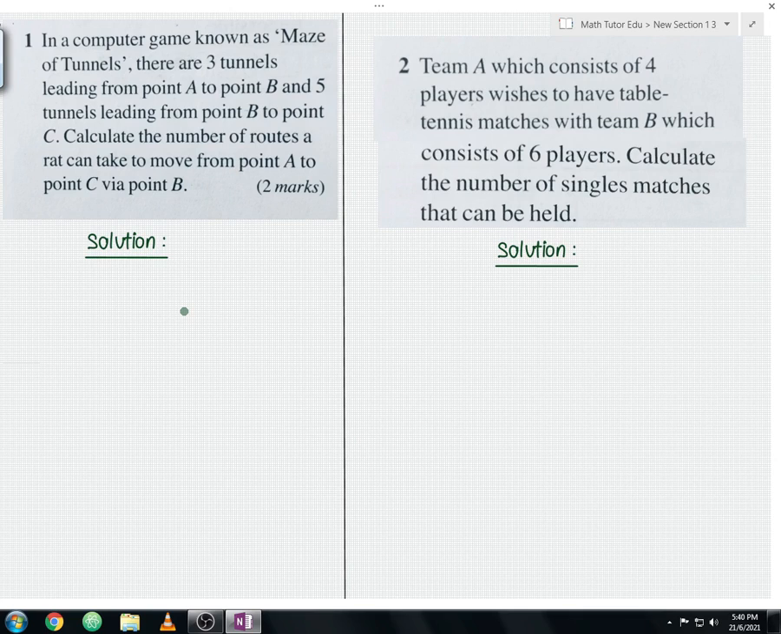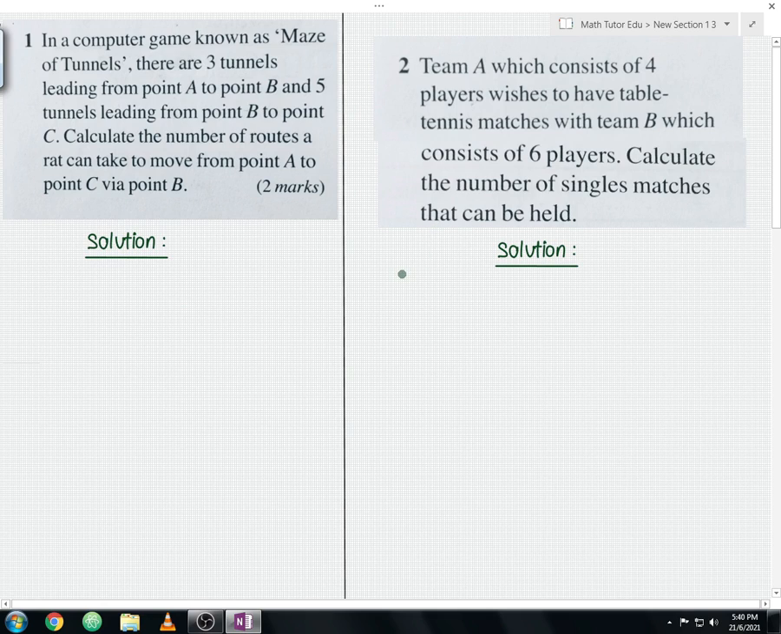Let me read the first question. In a computer game known as Maze of Tunnels, there are 3 tunnels leading from point A to point B and 5 tunnels leading from point B to point C. Calculate the number of routes a rat can take to move from point A to point C via point B. So this is the first question.